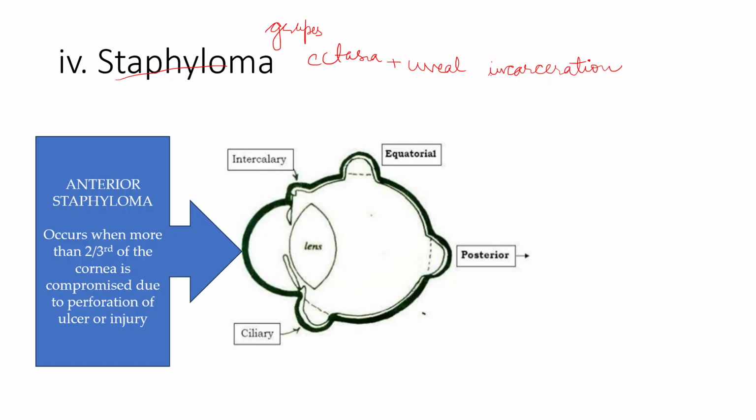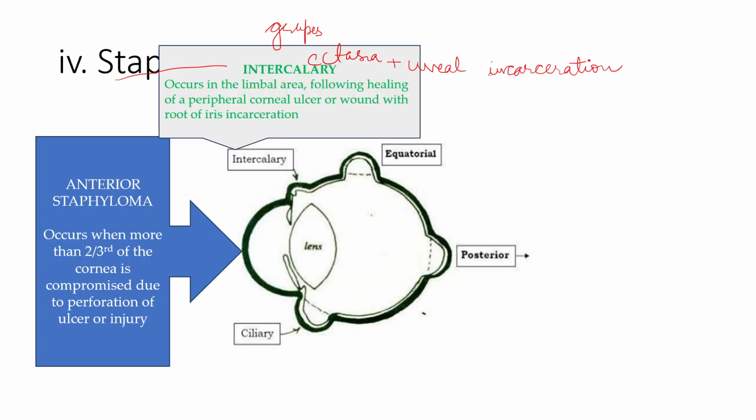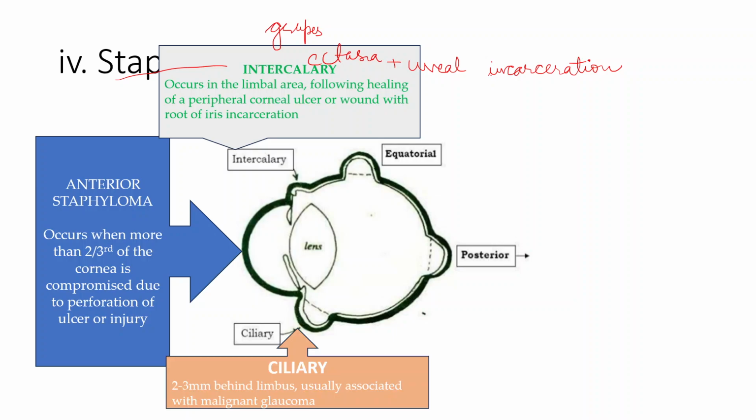Anterior staphyloma occurs when more than 2/3 of the cornea is compromised due to perforation or an ulcer. Okay. Intercalary staphyloma is at the limbal area. It follows healing of a peripheral corneal wound or an ulcer at the root of iris. So the uveal tissue that is prolapsing out here is root of iris.